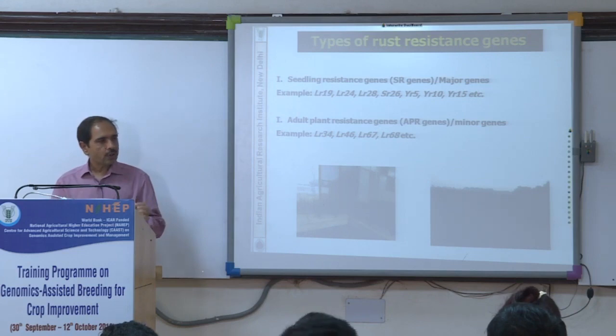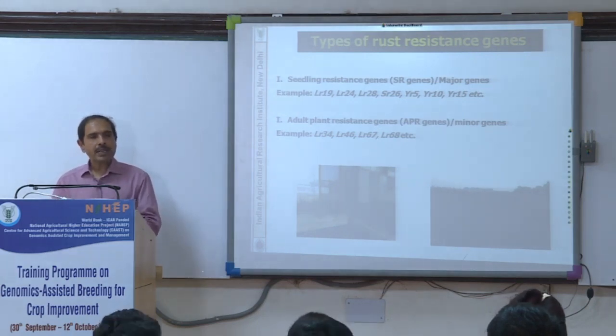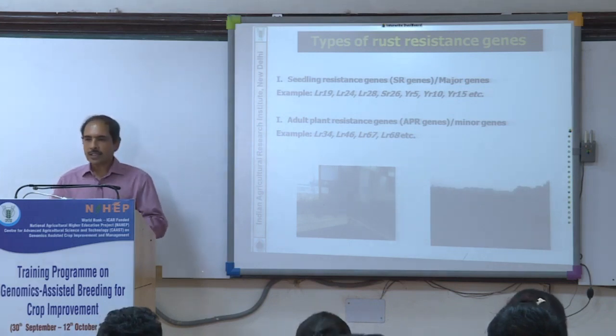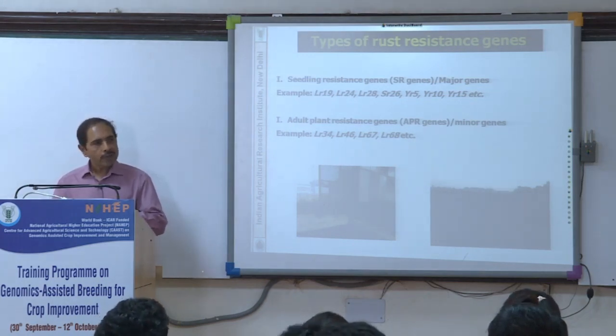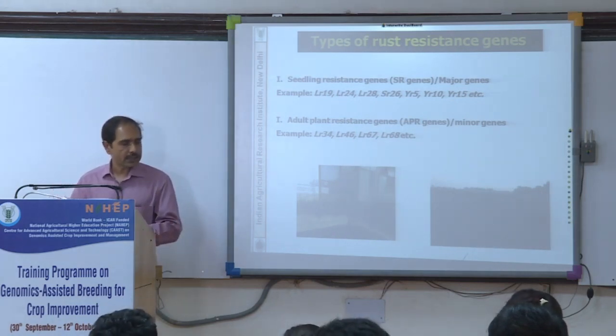So seedling resistance or all stage resistance is one, and the other is APR, adult plant resistance. There are certain genes which confer resistance only at the adult plant stage. So what happens if you test those plants at the seedling stage? They will be completely susceptible. They will not be showing any resistance at the seedling stage. They will be showing resistance only when the plants have grown up, at the adult plant stage. As the plant grows, the degree of resistance increases, and at the adult plant stage they show very good resistance.